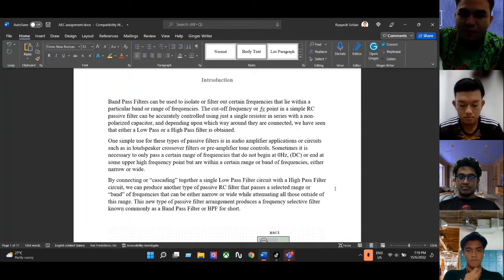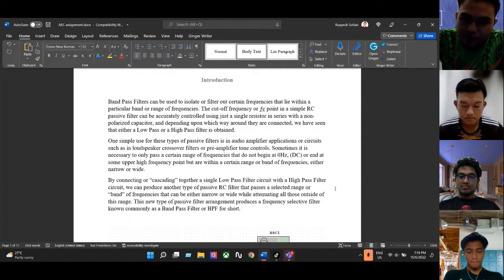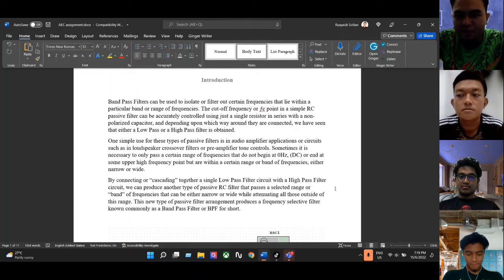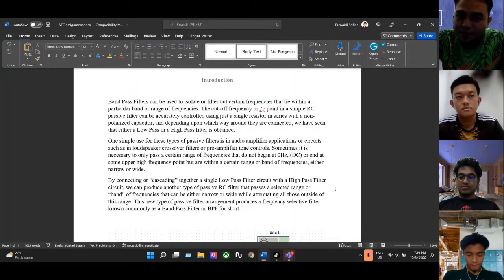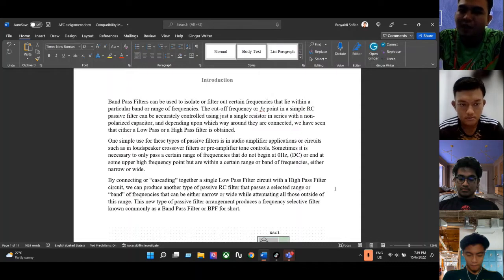One simple use for this type of passive filter is in audio amplifier applications or circuits such as in loudspeaker crossover filter, or preamplifier tone control. Sometimes it is necessary to only pass a certain range of frequencies that do not begin at 0 Hz (DC) and at some upper high frequency point, but are within a certain range or band of frequencies, either narrow or wide.